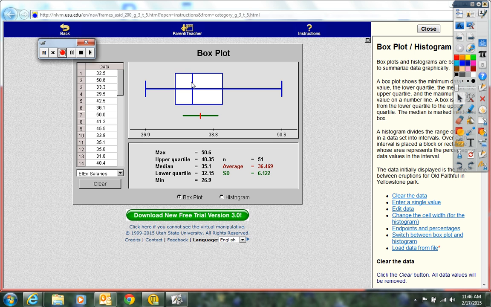Now, the bold blue line that runs through the box will tell you where the median value is. So if I look at the median, it's 35.1, which means that the median in this case is just a little bit more to the left. And visually, knowing where your median is in relationship to your mean tells you a ton about the data.